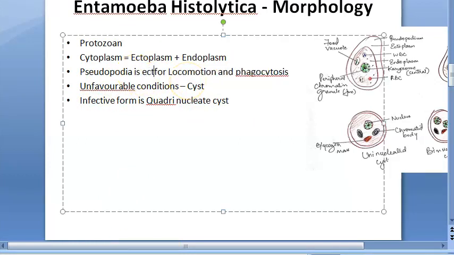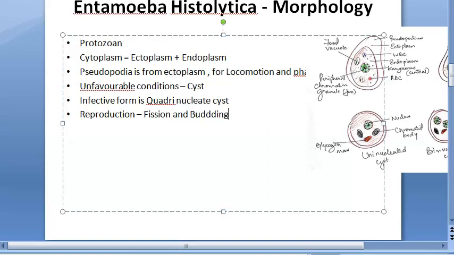One more thing we have to write is about the reproduction. Reproduction is by budding and fission. Fission means it will break into two, right? Okay, so now let's move on. What else should you know?